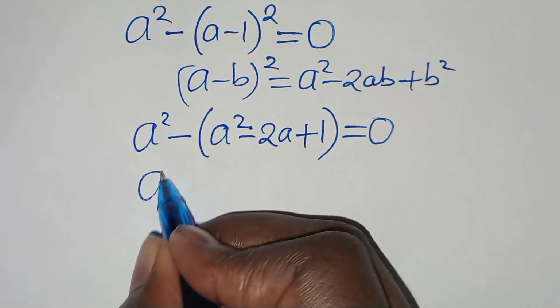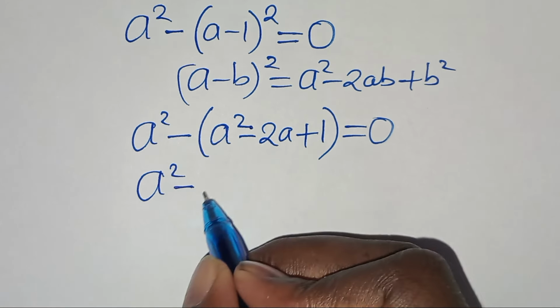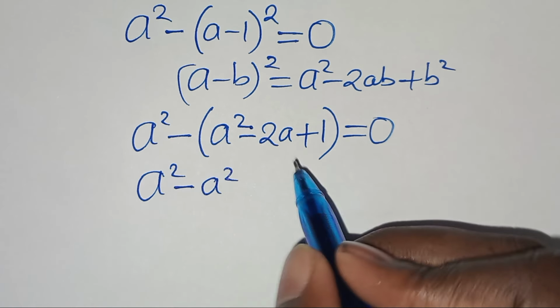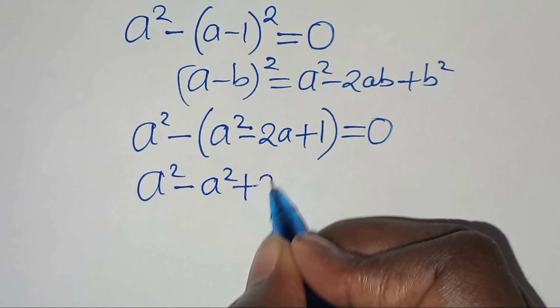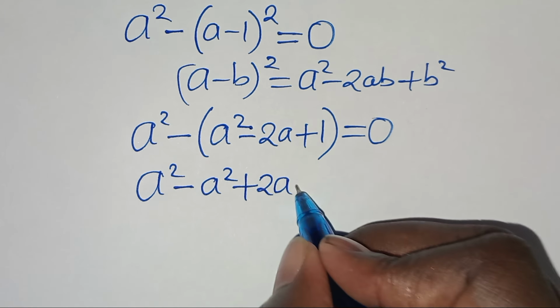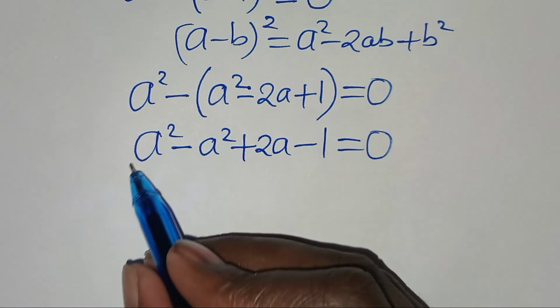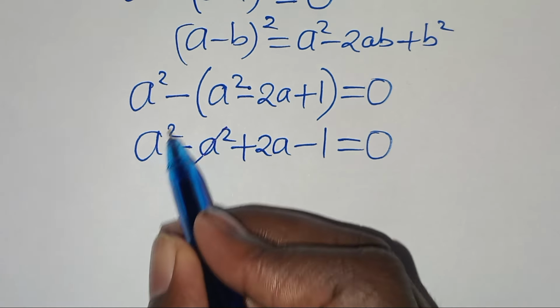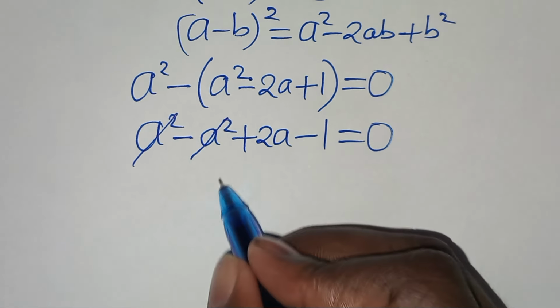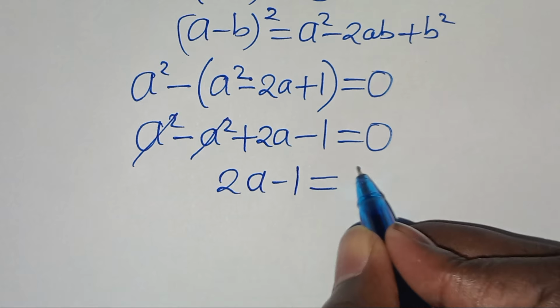So here we have a squared. Let's open the parentheses here: minus a squared, minus times minus 2a is plus 2a, minus times plus 1 is minus 1. This is equal to 0. A squared minus a squared cancels, so we simplify to 2a minus 1 equal to 0.